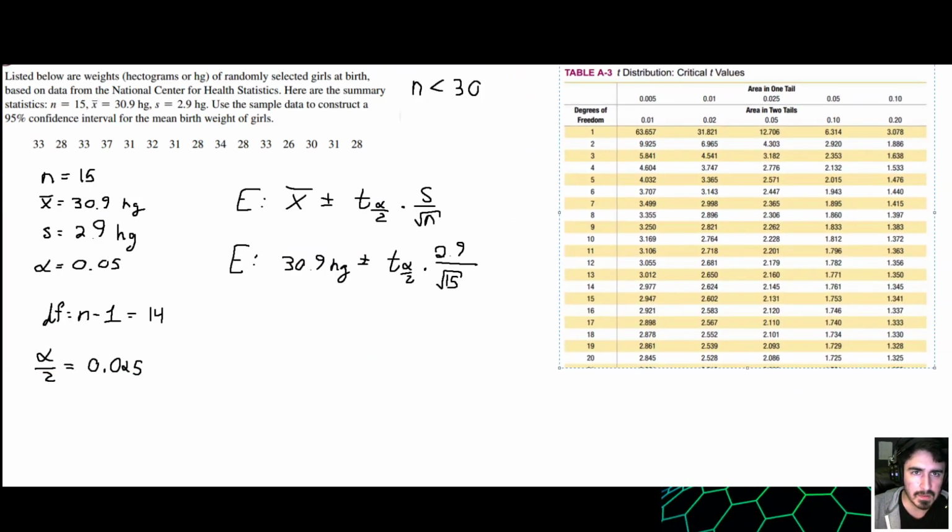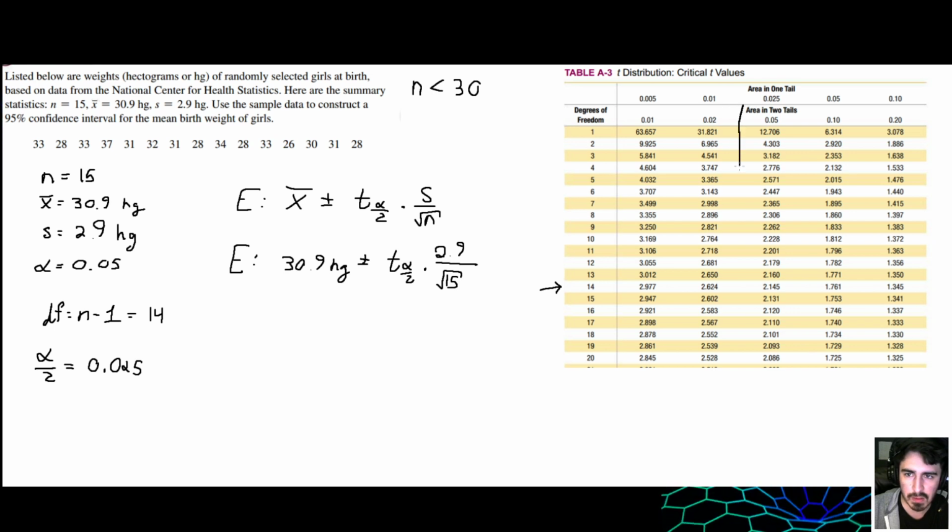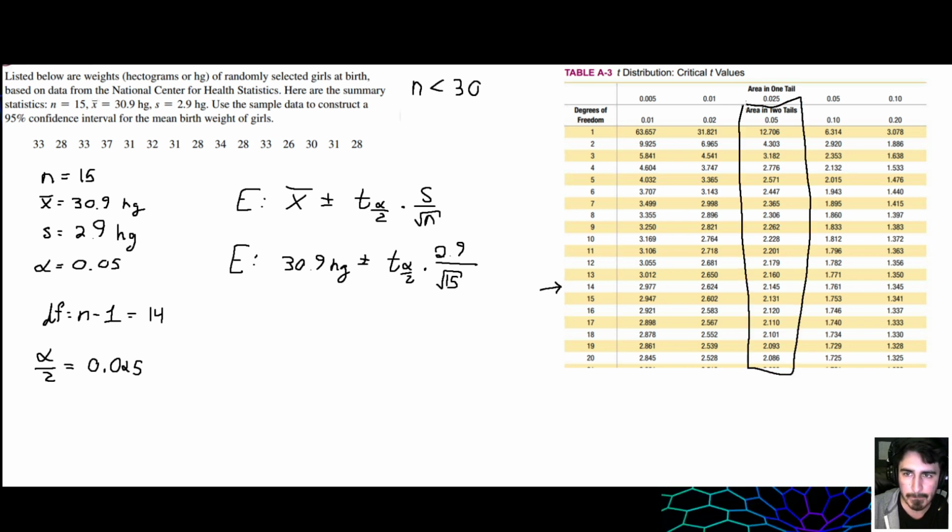And now we can use a t-table to actually find our critical value. If we look at this, we know that our degree of freedom is 14, so we're going to want this row, and our area is 0.025, so we're going to want this column. And that gives us a critical value of 2.145, so we write that down. So our t of alpha over 2 is going to be 2.145. And now we just need to plug that into our formula.